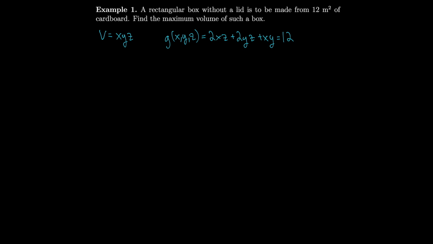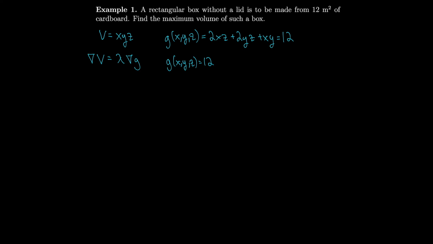So now we need to look at the gradient of the volume, and that should equal some constant lambda times the gradient of G, where G is the constraint equal to 12. So if I have one gradient equal to lambda times another gradient, then that means that each of the components in that gradient vector are equal to each of these components times lambda.